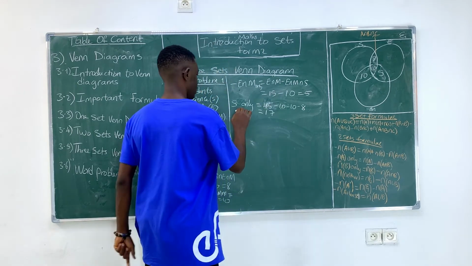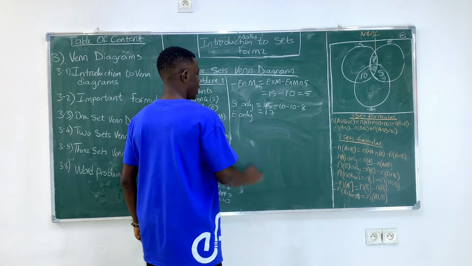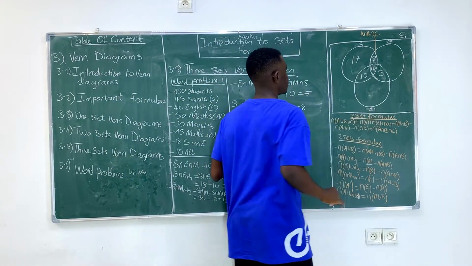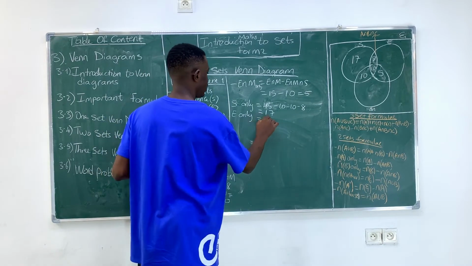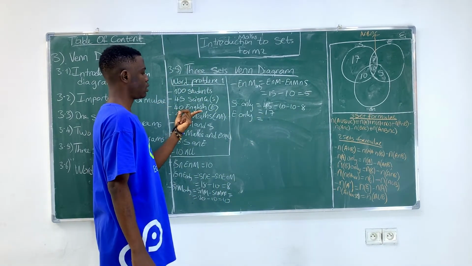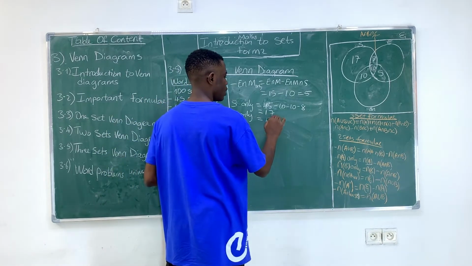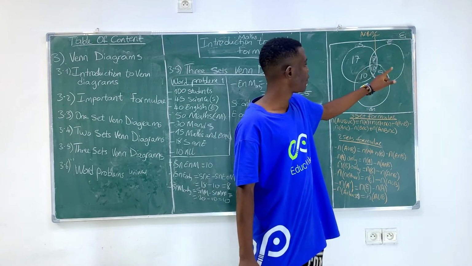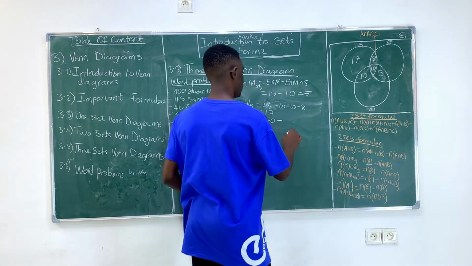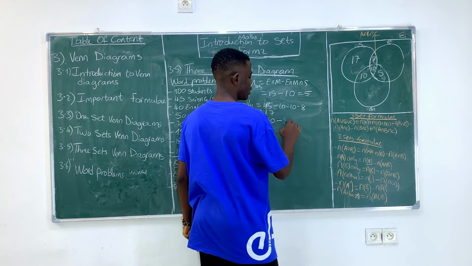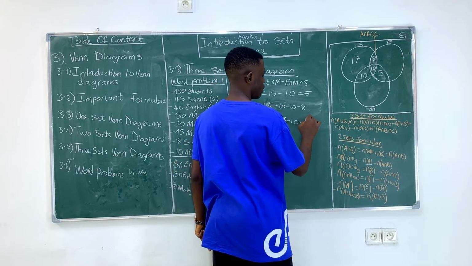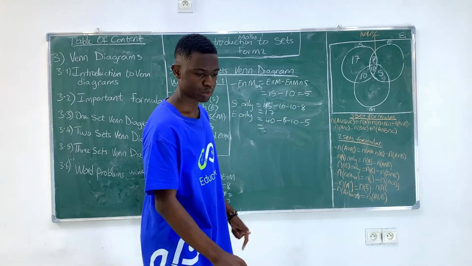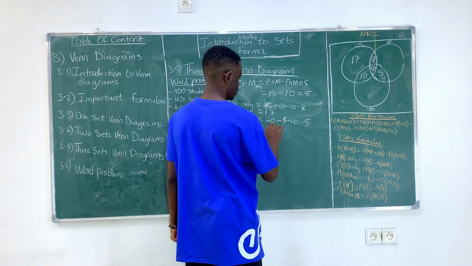You do the same for E only. For S only, I write 17 there. Same for E only. For E only, I write my E, which was given to me as 40, minus all of these intersections inside E. We have 8, 10, and 5. Minus 8, minus 10, minus 5. What is that going to be? 17 also.